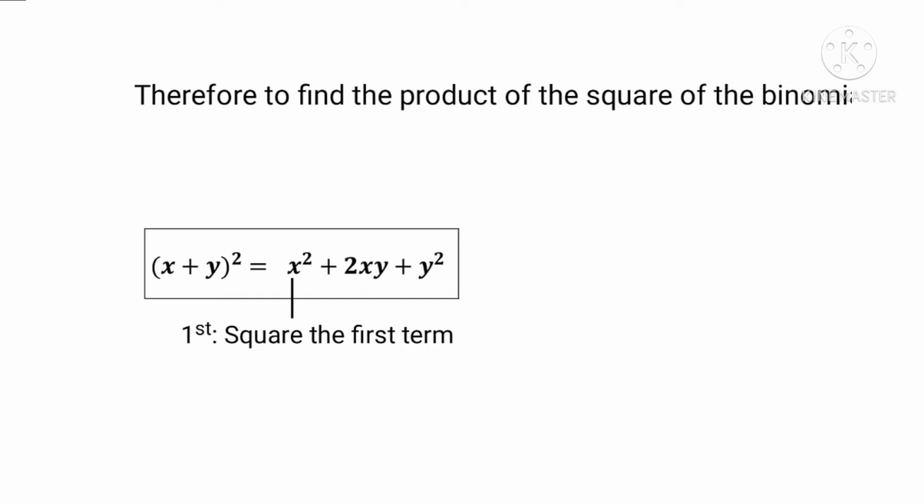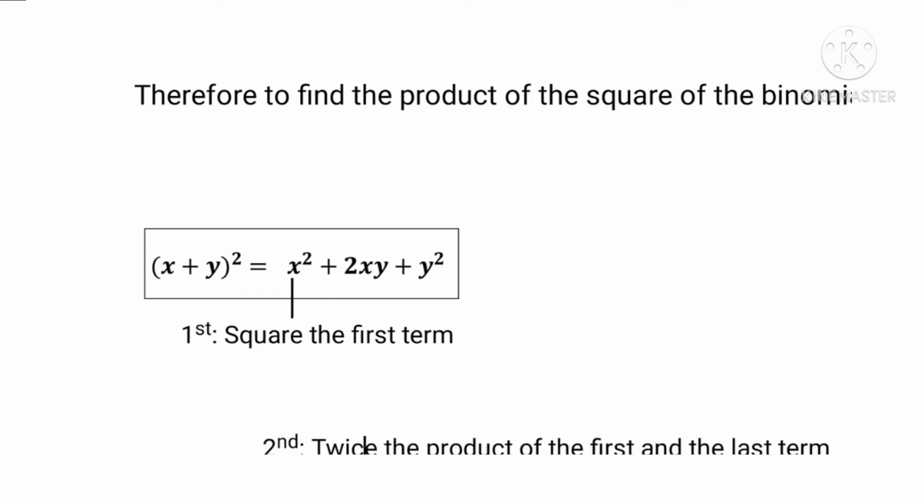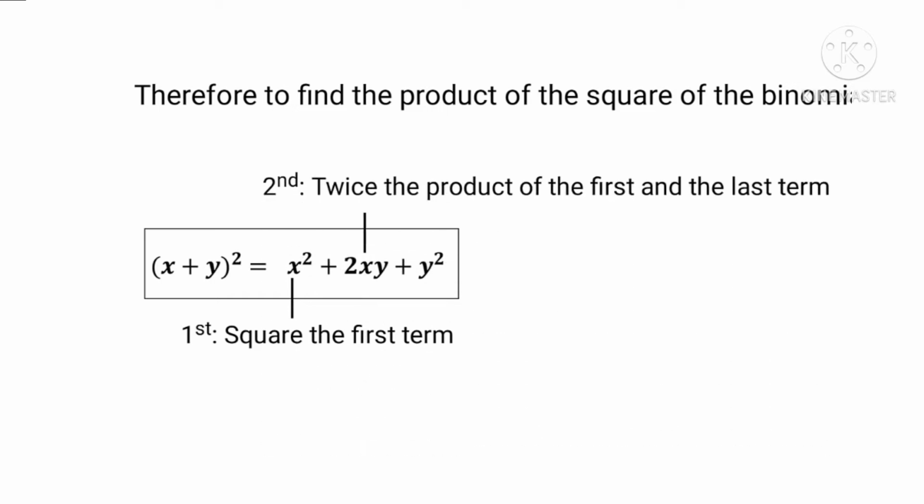Ano naman ang magiging sagot natin sa second term? Ang magiging sagot natin sa second term, you're going to get the twice the product of the first and the last term. Ibig sabihin daw po, i-multiply nyo daw po yung first term and yung last term ng binomial. After nyong ma-multiply and makuha yung product ng first term and last term ng binomial, i-multiply nyo ulit ito sa 2. Then, the product of it will be the middle term or the second term of our answer.